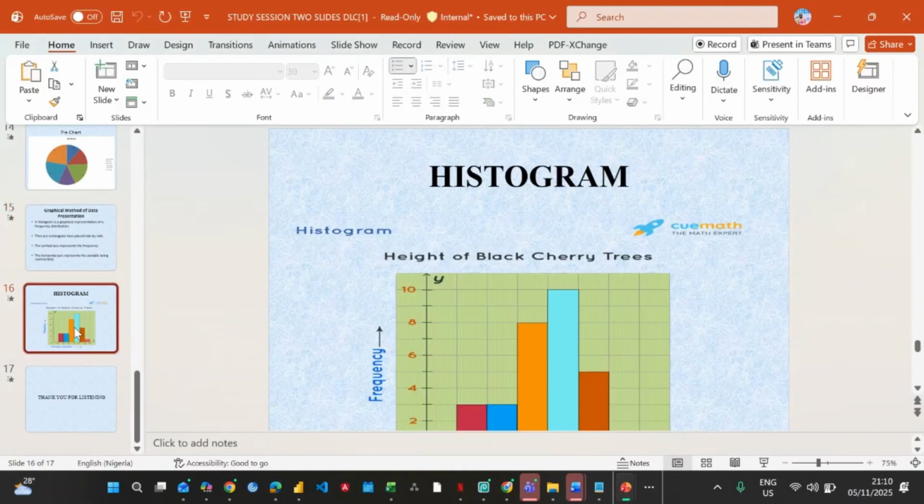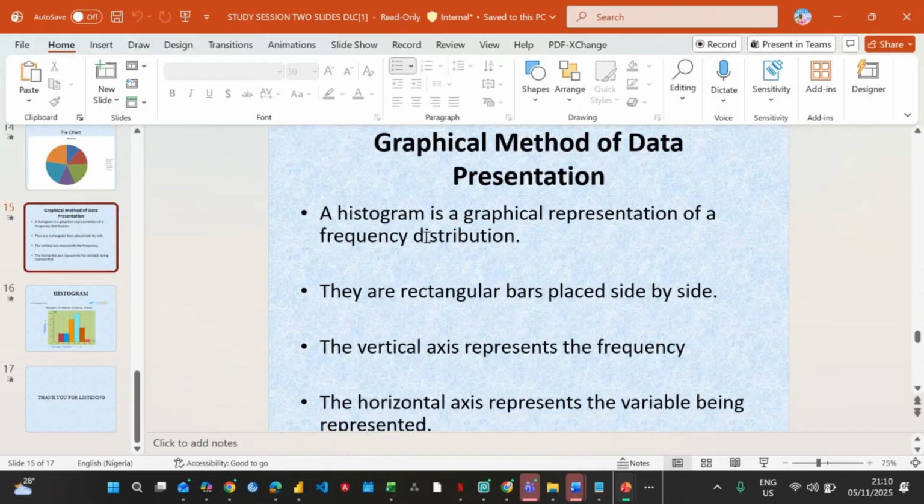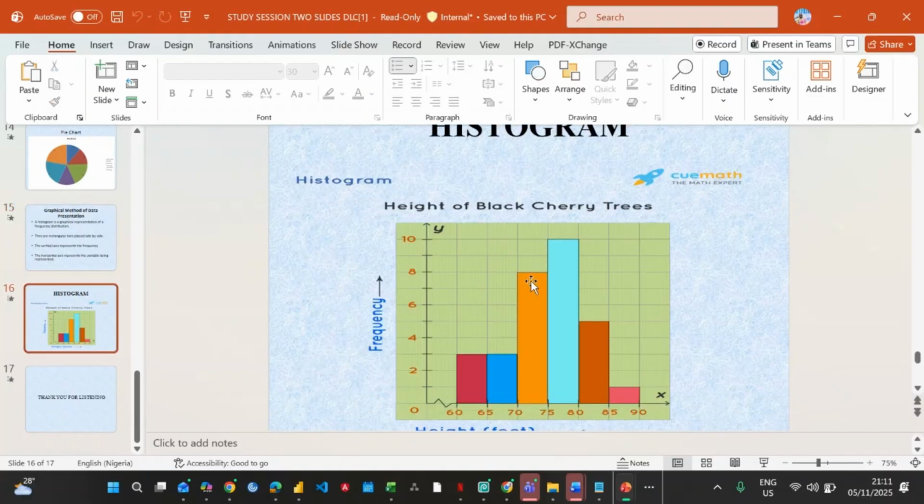I will go back to his own example to show what he has under his pie chart on histogram, which is this one, right? So this is a histogram. Basically, it's very simple. Everything the man taught was very simple, and it's the same thing I said. You can say the histogram is a graphical representation of a frequency distribution. There are rectangular bars placed side by side. The vertical axis represents the frequency. The horizontal axis represents the variable being represented. Very simple. So this is how a histogram looks like. We can see the bars are together.